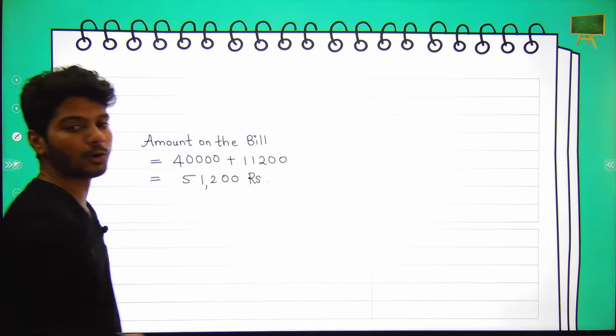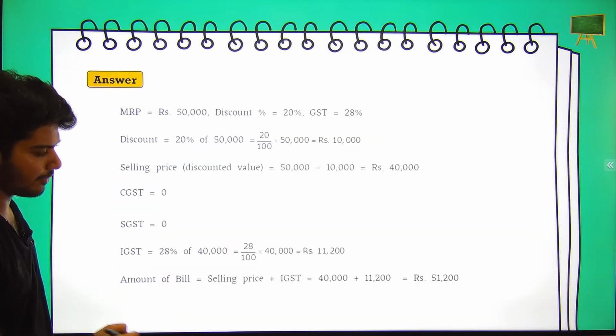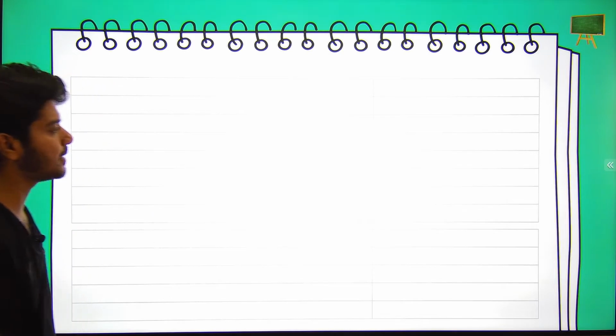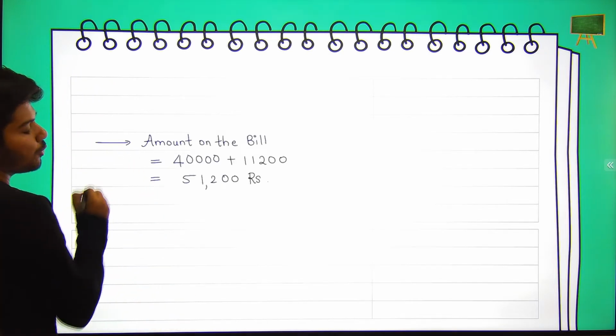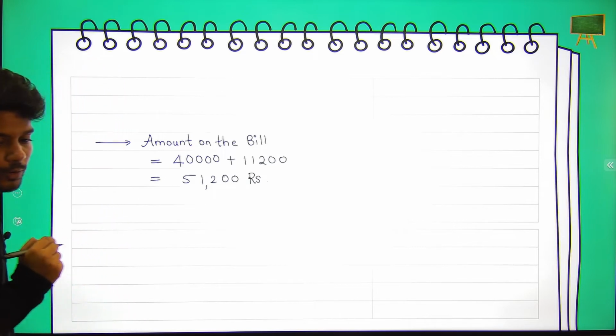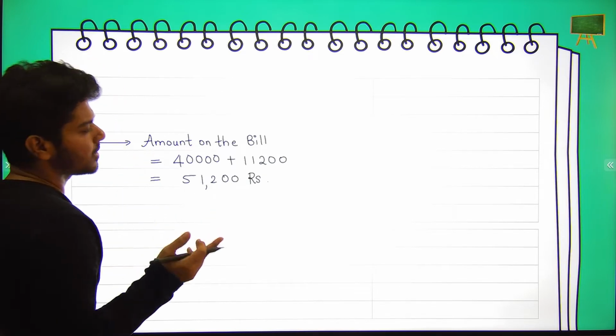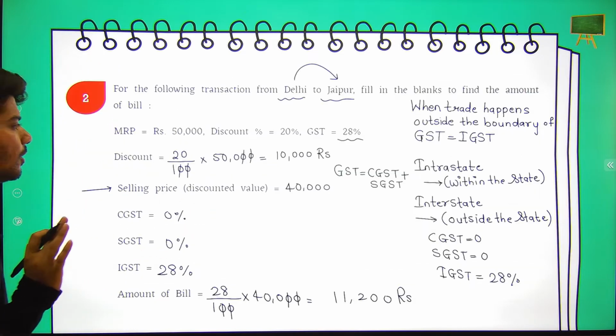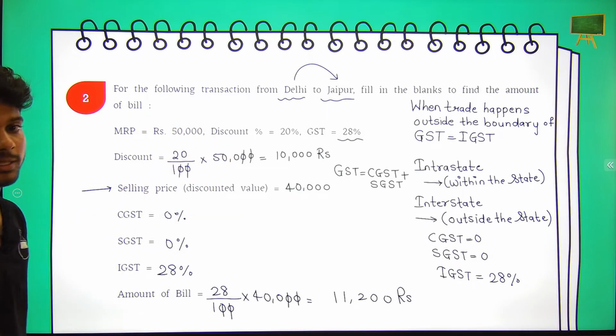This is the total amount on the bill. Let's verify. 51,200. This is the answer. So I hope everyone understood the concept of CGST and SGST. Okay, there is some noise outside, but don't focus on that. I hope everyone followed this second sum.